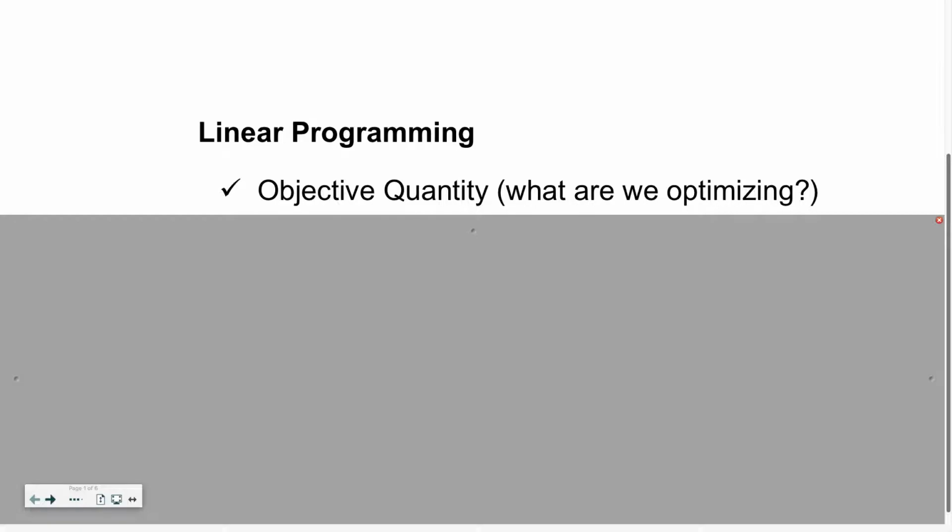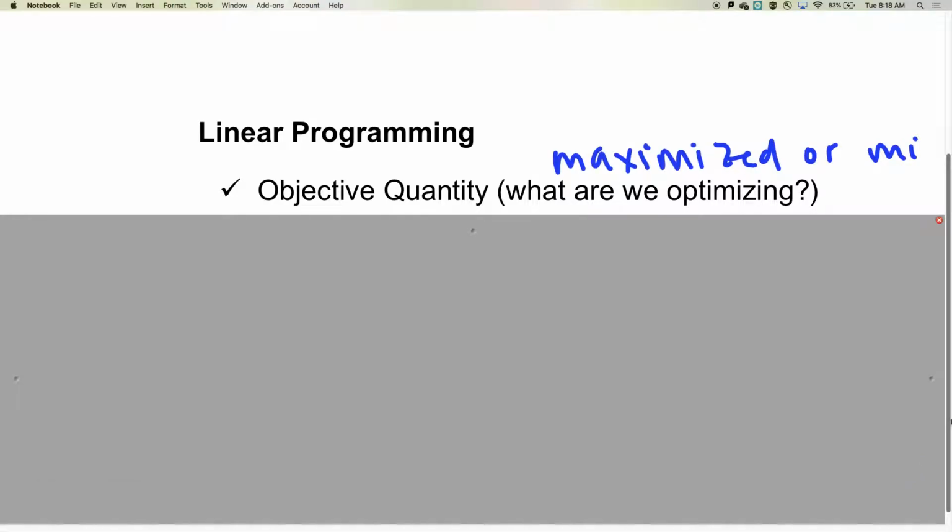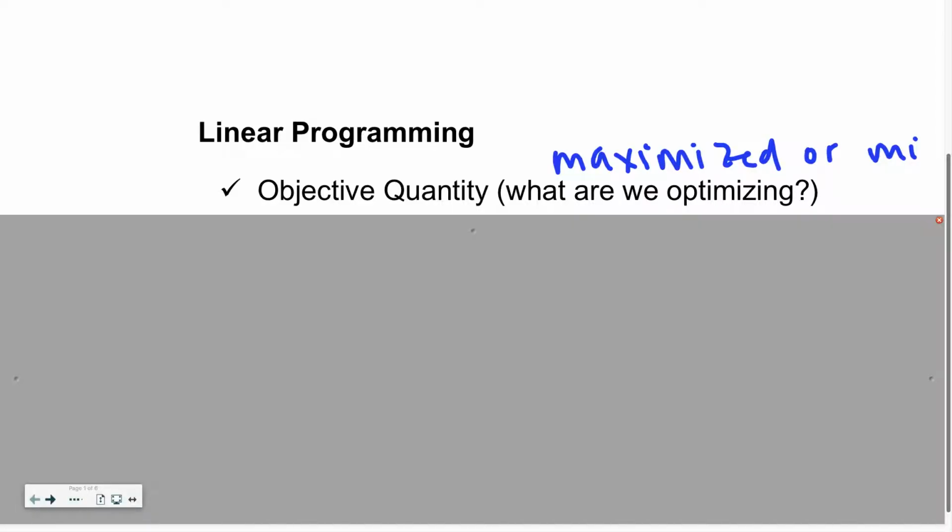Kind of forgot I changed the blanks there, okay? So the quantity that's going to be maximized or minimized. This is going to be separate from what we are going to do next.